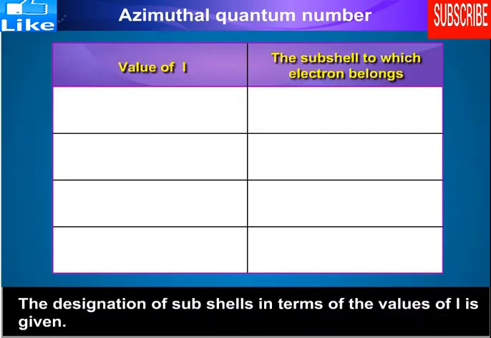The designation of subshells in terms of the values of l is given in this table. If the value of l is 0, the subshell to which the electron belongs is s. If the value of l is 1, the subshell is p. If the value of l is 2, the subshell is d. And if the value of l is 3, the subshell is f.